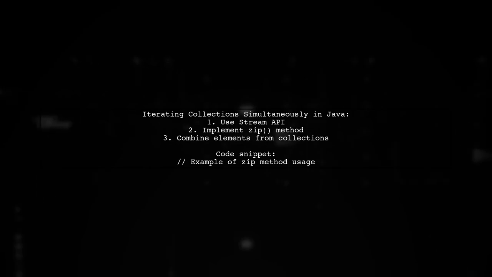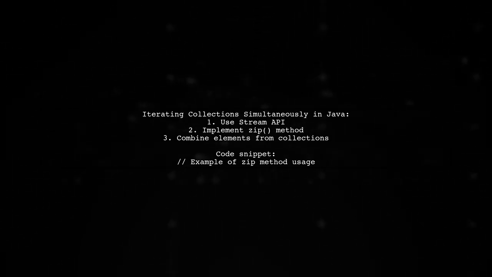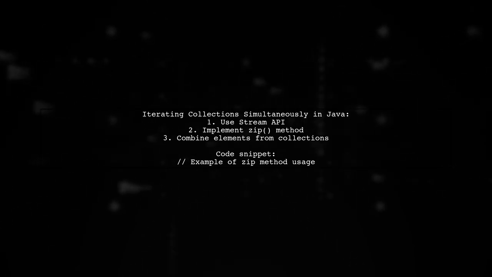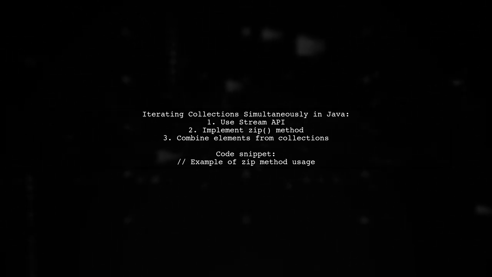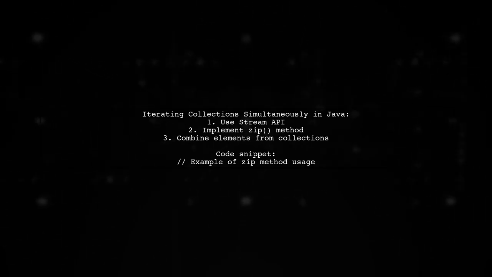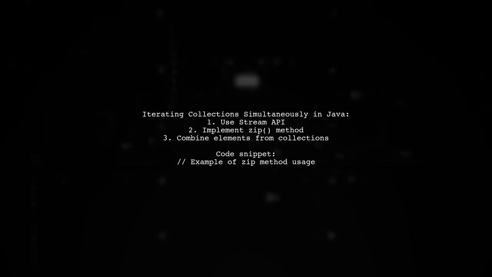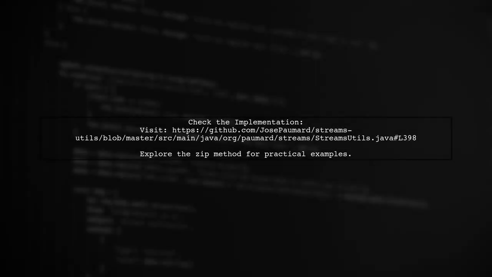Let's now look at another user-suggested answer. To iterate over collections simultaneously in Java, you can use the zip method from the stream API introduced in Java 8. This method allows you to combine elements from multiple collections. For a detailed implementation of the zip method, you can check out the provided GitHub link. It contains the complete code and examples.